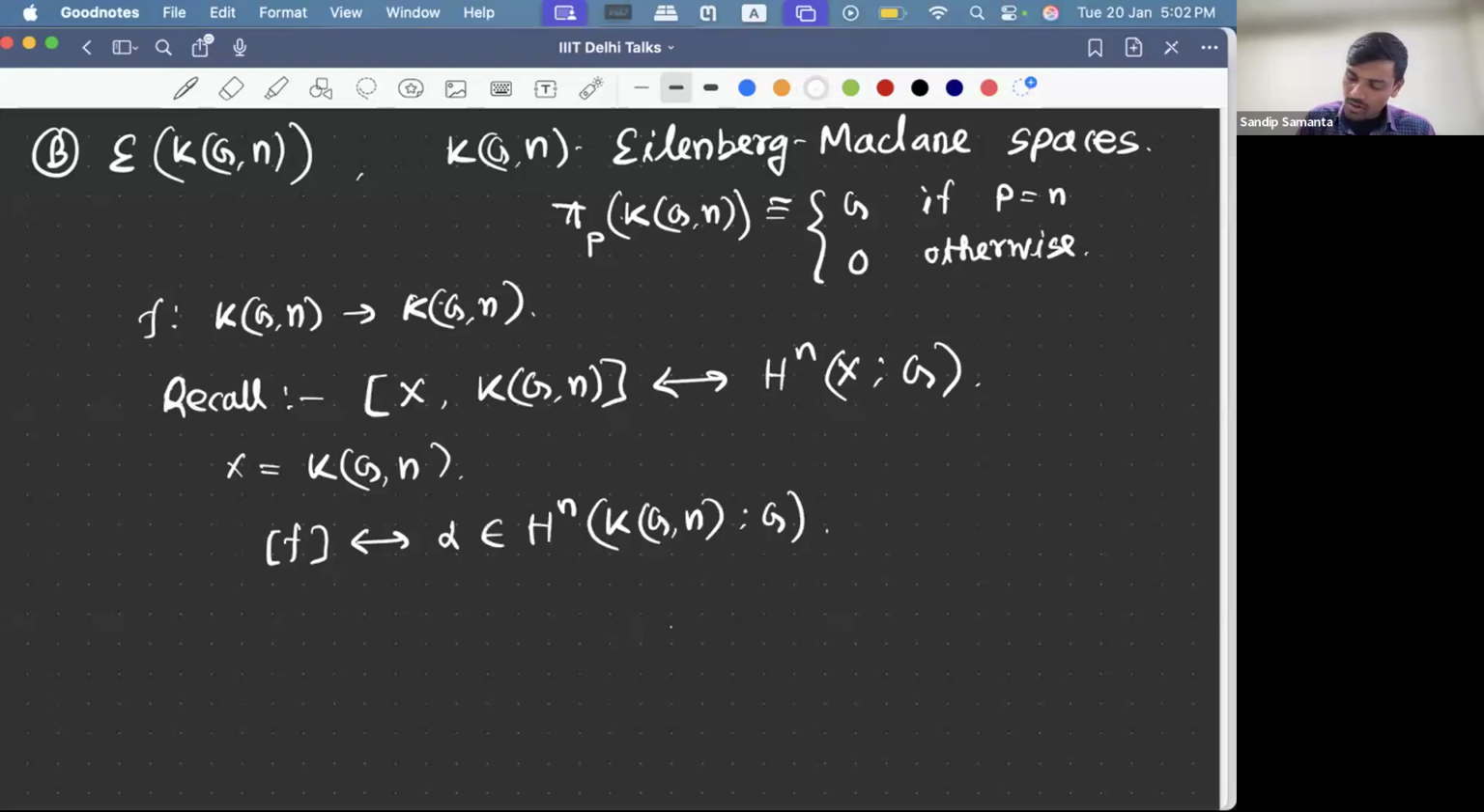Now using this information on the homotopy groups, I can see that these K(G,n) spaces are (n-1)-connected, right? Until it reaches n, all the lower homotopy groups are 0. So K(G,n) spaces are (n-1)-connected, and for such spaces, these cohomology groups are isomorphic to the homomorphisms from H_n of K(G,n) to G. This correspondence is again by the universal coefficient theorem.